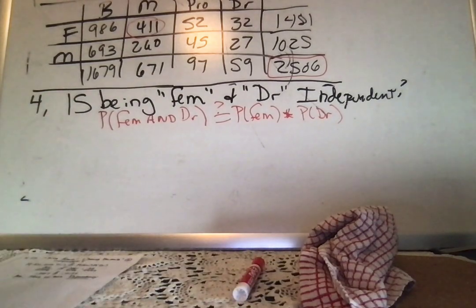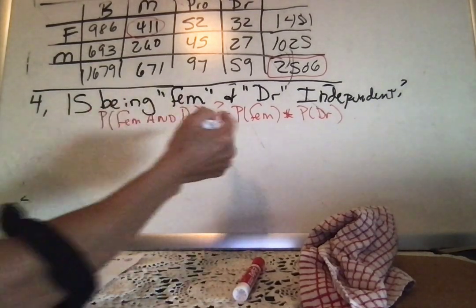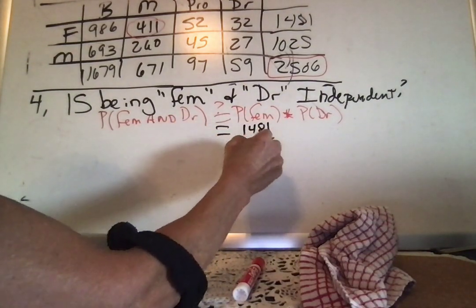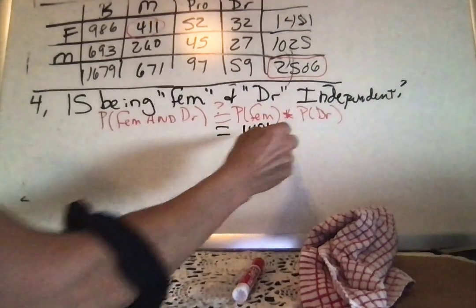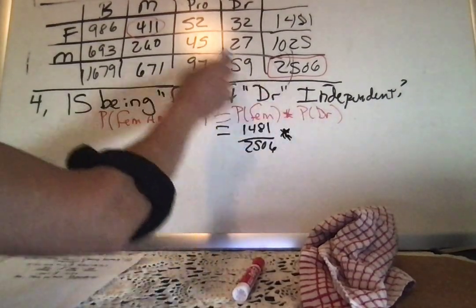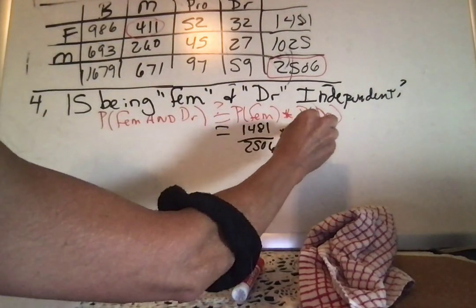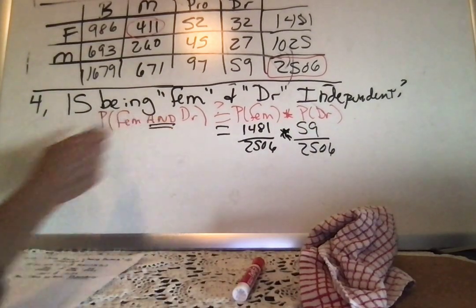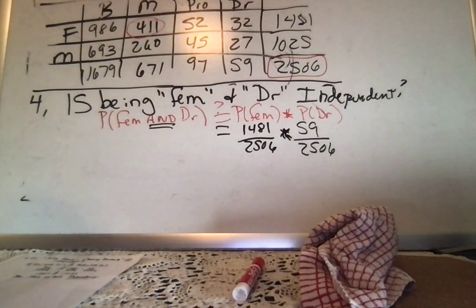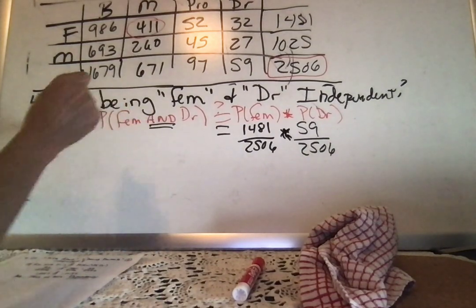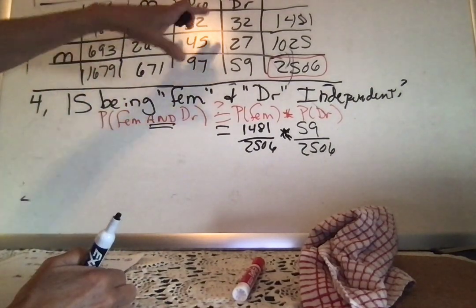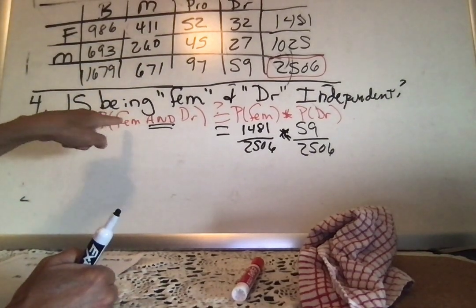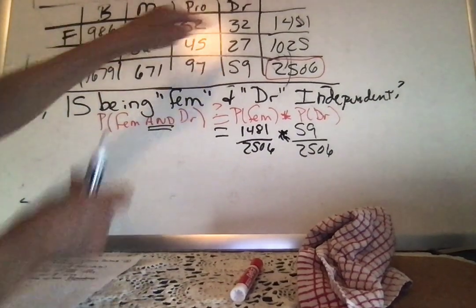I don't know that this is an equality statement, right? Okay, female. We had 1,481 over 2,506 times doctor. We have 59 over 2506. And when you have the data table, the intersection, the "and", you're not doing any fancy stuff. You're just looking at your data table. Sorry, that was from the last problem. Let me get rid of that. Okay, you got to be female and have your doctorate.